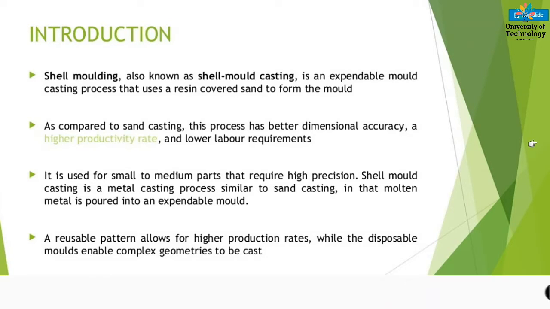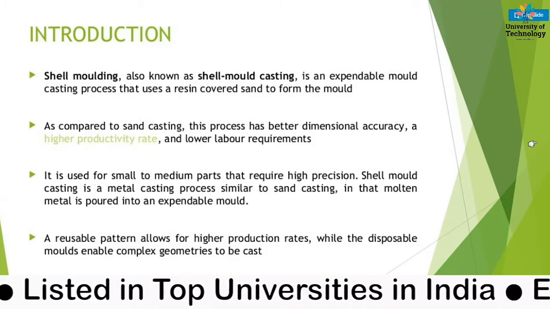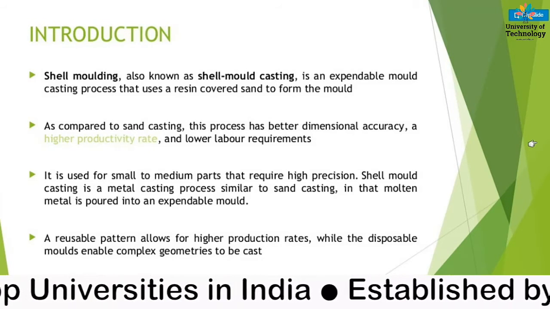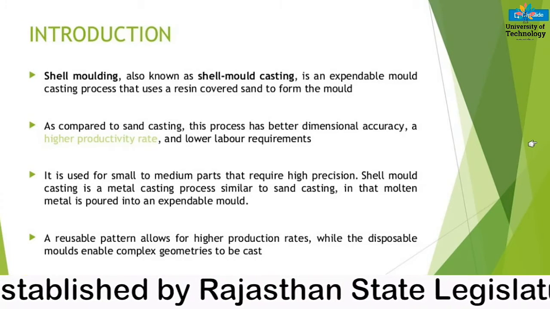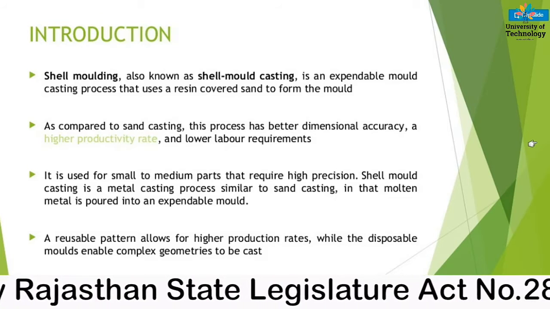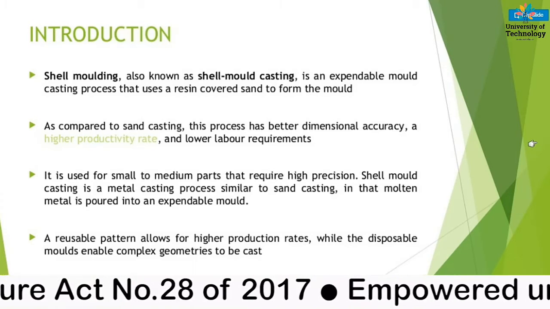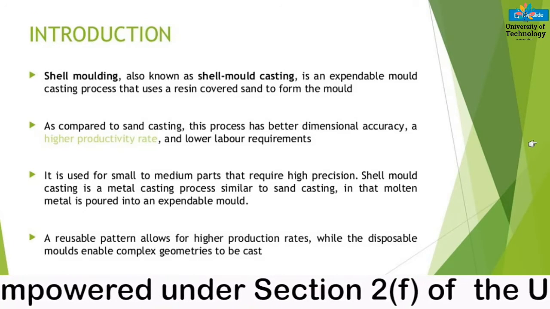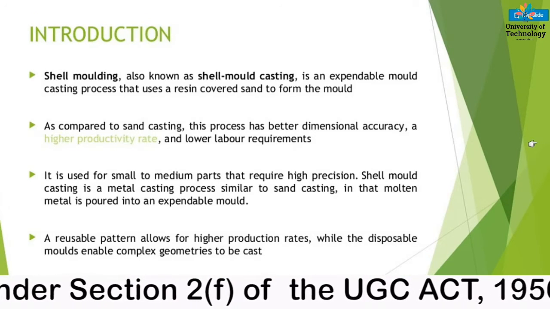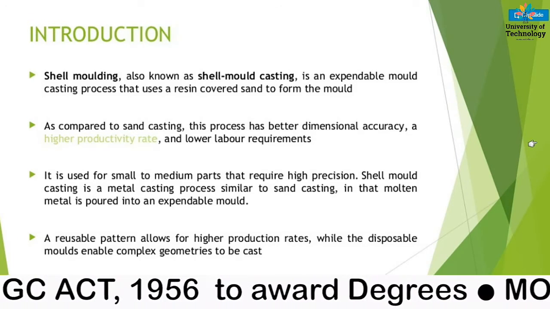As compared to sand casting, this process has better dimensional accuracy, a higher productivity rate, and lower labor requirement. It is used for small to medium parts that require high precision. Shell mold casting is a metal casting process similar to sand casting in that molten metal is poured into an expendable mold. A reusable pattern allows for higher production rates while the disposable molds enable complex geometries to be cast.